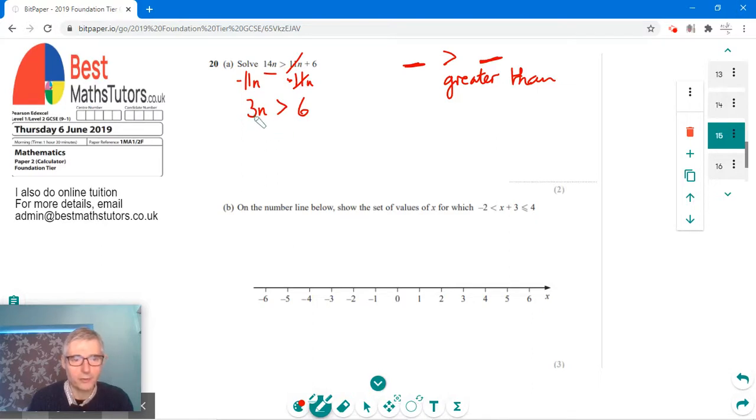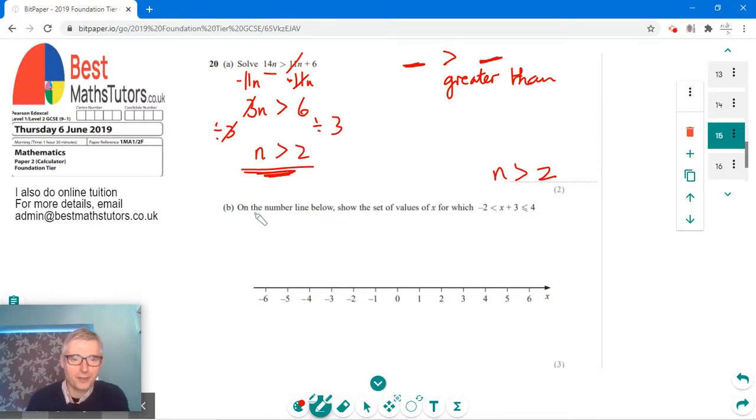The next thing I'm going to do, I want to just get the n on its own. So I can say, right, let's divide both sides by 3. So if I do that, then I end up with n is greater than, so the 3's cancel there, and with n is greater than 2. And we've done that one. So that's n is greater than 2 is how we would have to express our answer.